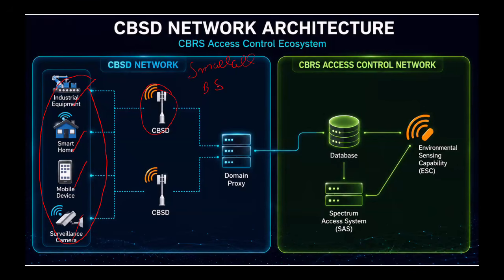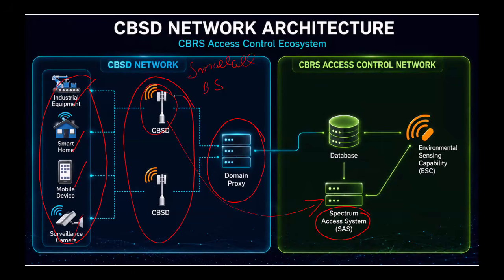So what is unique to CBSDs in case of CBRS? The CBSD needs authorization from SAS, the Spectrum Access System. If I have only a few CBSDs, then they can communicate directly with SAS. But if I have many CBSDs, I have to use this domain proxy. The domain proxy basically acts as an intermediary or aggregation point. So instead of every CBSD independently handling its SAS communication, a domain proxy can manage SAS related communication for multiple CBSDs.